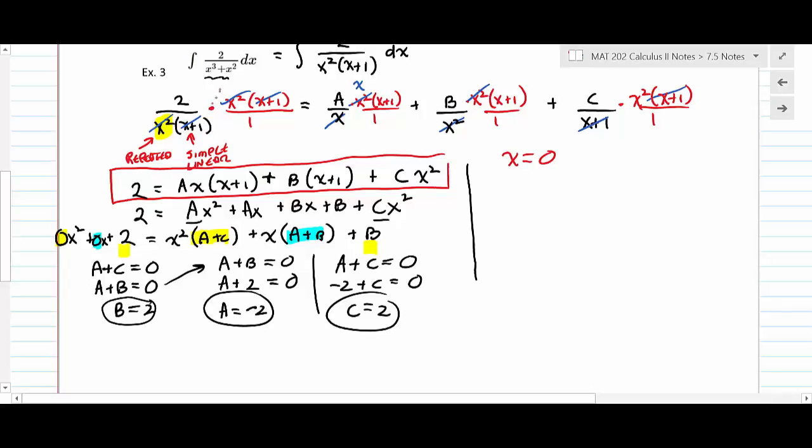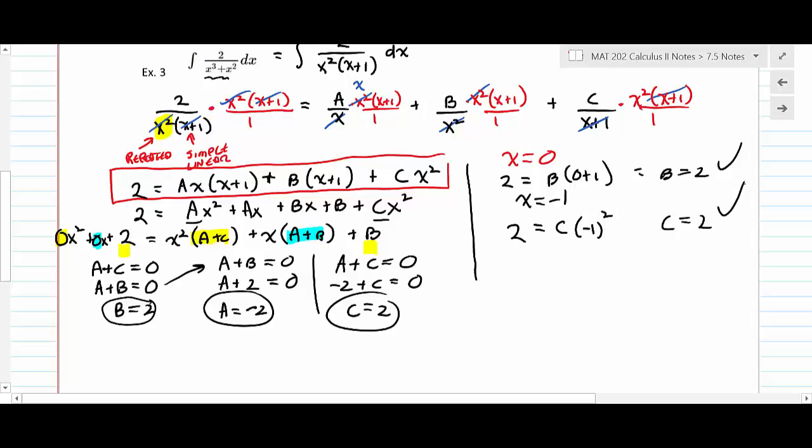So again, if you had x is 0, you would end up having this equation. 2 is equal to b times 0 plus 1, so that would just be b is 2, just like we already got. If you let x be negative 1, then the equation would become 2 equals c times negative 1 squared, so that would give c is equal to 2. Now then you can find b with one of those equations, okay? All right, so here's what we do now to do the calculus and get this integral done.